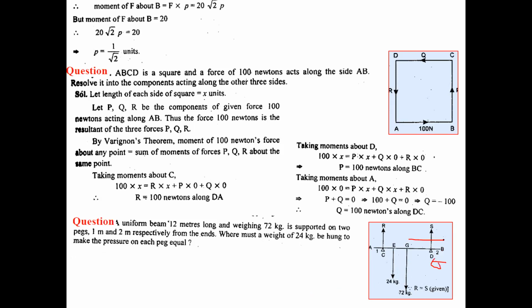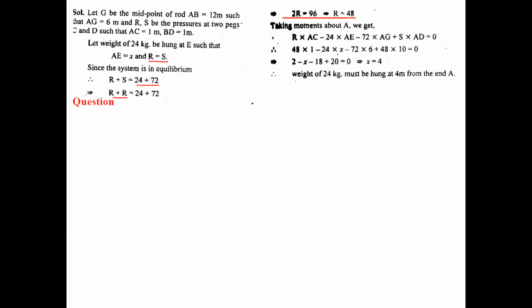2, this is 6, and this will be 12 minus x, and the distance of R will be 11. So all the distances are also comfortable from B. So you can select A as well as B for taking the moments. I am doing the question by taking the moments about A.